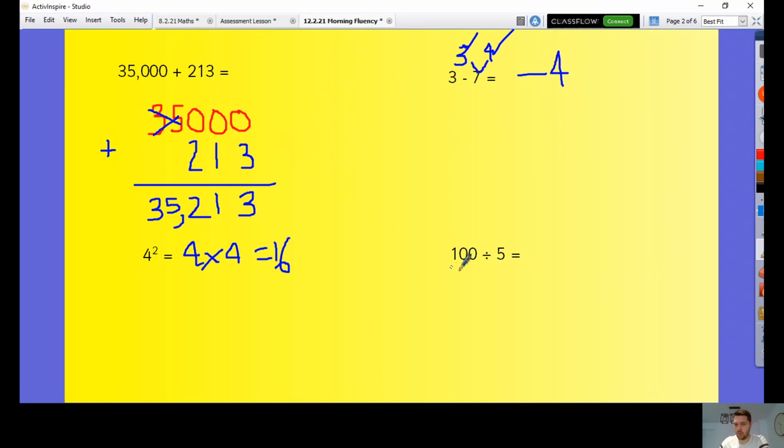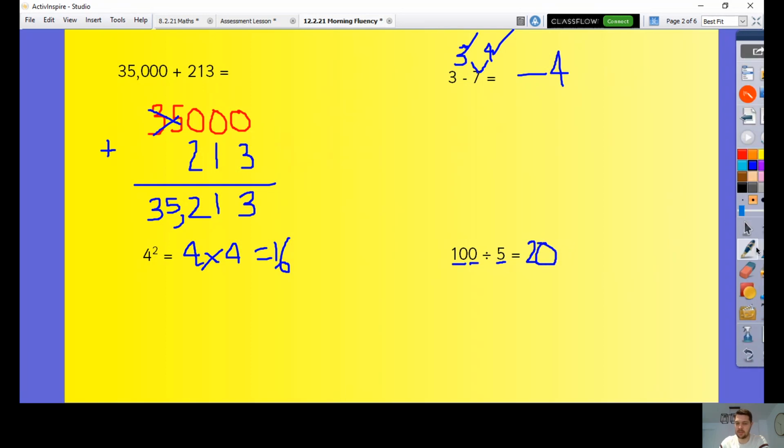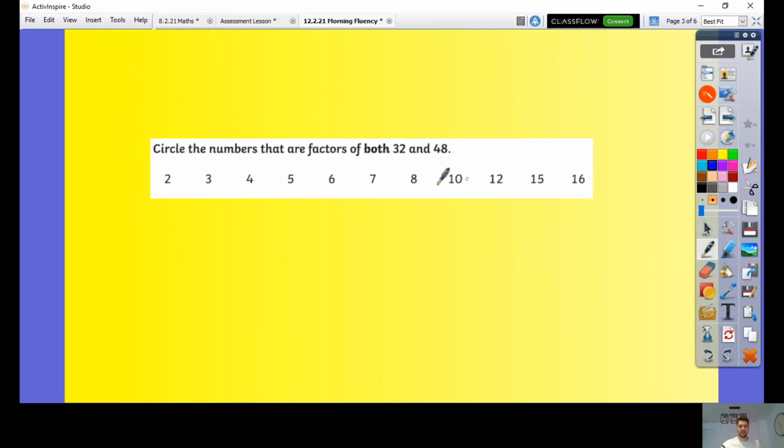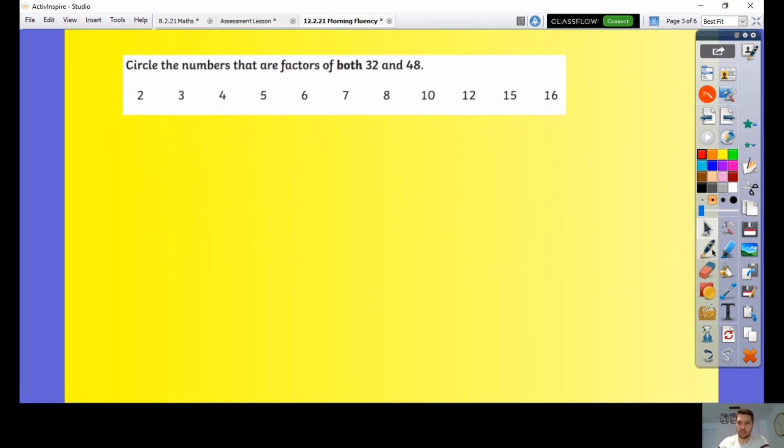100 divided by 5. 1 divided by 5 I can't do. 10 divided by 5 is 2. So 100 divided by 5 is 20. On to our reasoning question. Let's have a look at some factor beetles.